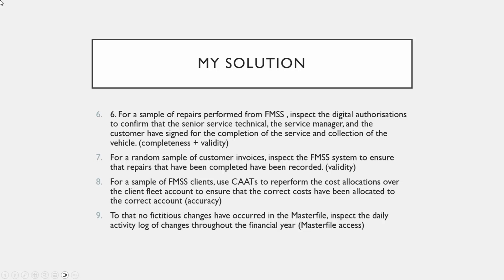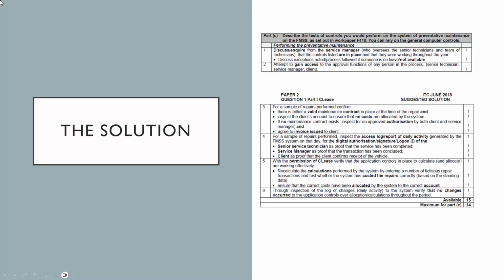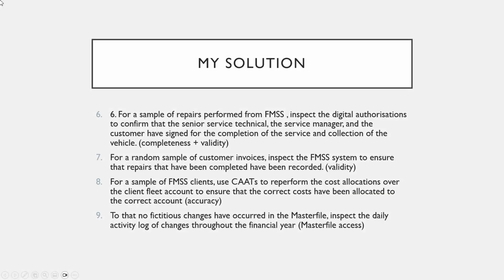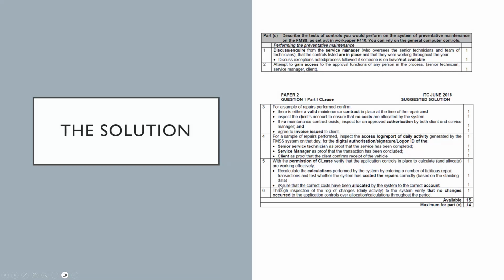Use CATS to re-perform the cost allocations over the client fleet account to ensure that the correct costs have been allocated to the correct account. Through inspection of the log of changes to the system, verify that no changes occurred to the application controls over allocations throughout the period. I need to go back. I added this in later. In my defense, I added this in later when I was speaking through the answers, but I did not write it down, which is typically a downfall we all have.